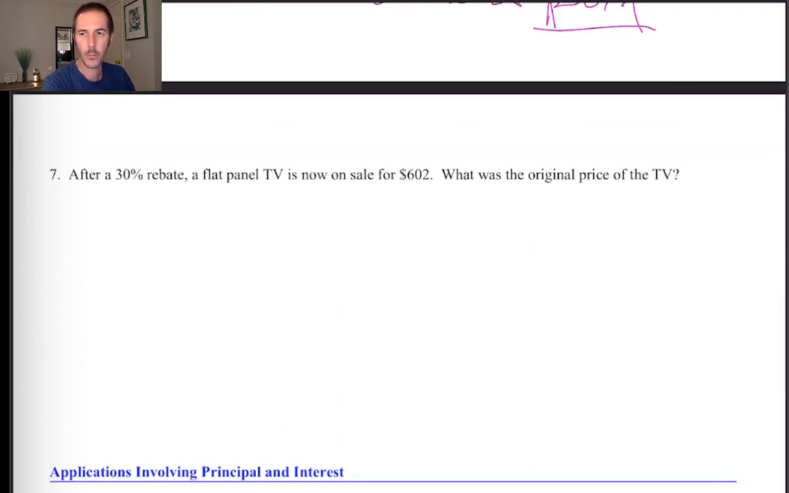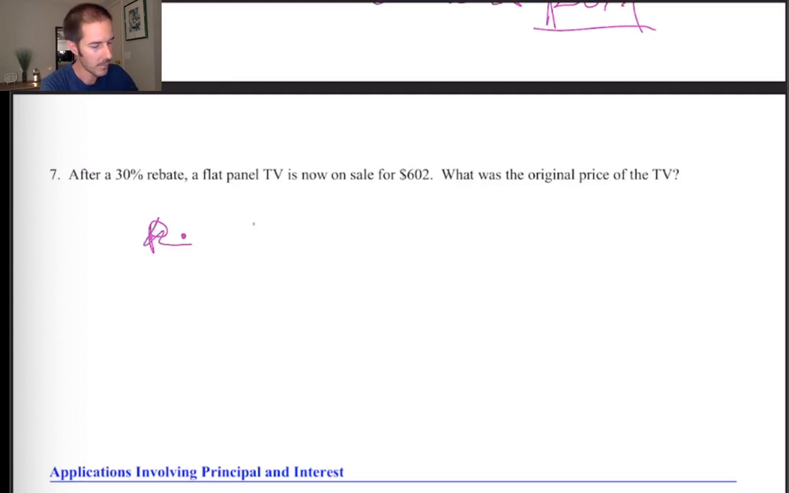I like these problems even more. After a 30% rebate, a flat panel TV is now on sale for $602. What was the original price of the TV? So we have the original price, I'm going to call that P, and we did something to it. We multiplied it by a percent, and oh, it's a 30% rebate.